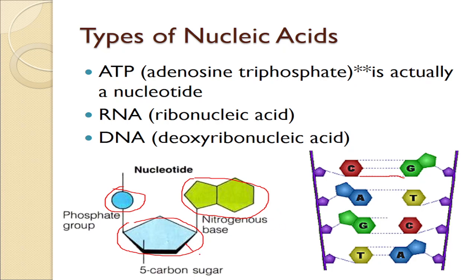This is the sugar, and somewhere right here is the phosphate, and this thing right here is this one. That's how we classify them, because if we just name it CAGT, we do not know what that is. But if we know which is the nitrogenous base, which is the 5-carbon sugar, and which is the phosphate group, we'll be able to visualize what is what and which is which.